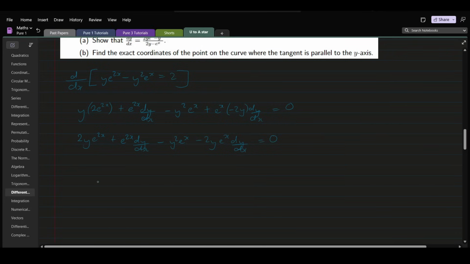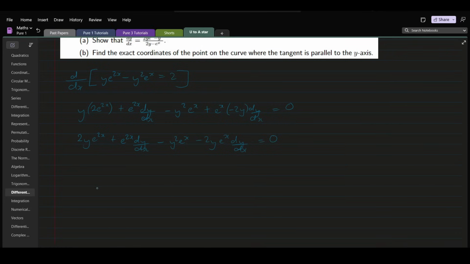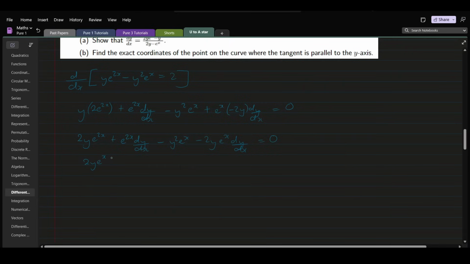Okay, now let's put the terms containing dy/dx on one side, so we're moving them to the right hand side. That will be 2y e to the x dy/dx, this term over here. We've moved it to the right hand side. And if we move this term to the right hand side, that becomes minus e to the 2x dy/dx. And this is all equal to 2y e to the 2x minus y squared e to the x.